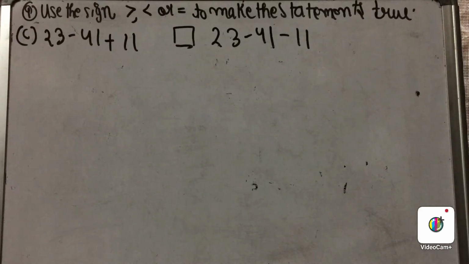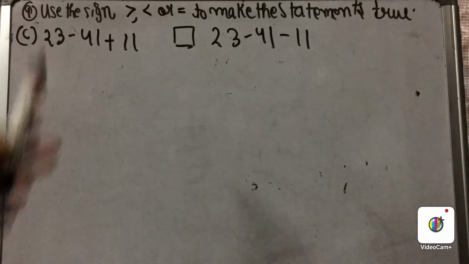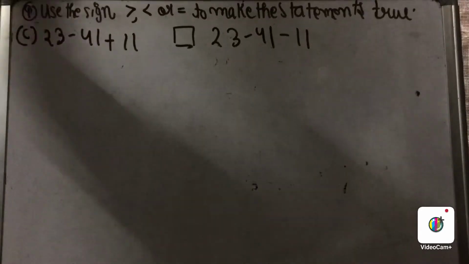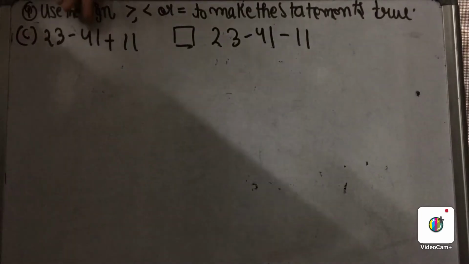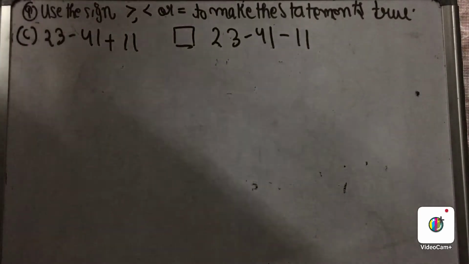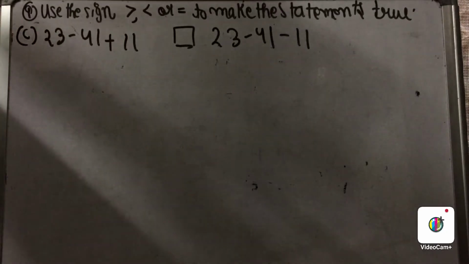So now you could solve anything firstly. You could solve 41 plus 11, you could solve 41 minus 11. It doesn't matter if I solve 23 minus 41 first, then you have to also solve it. I wanted to say that you can solve it in any way. You can start it by 41 plus 11, you could start it by 23 minus 41. So now let us start our question.